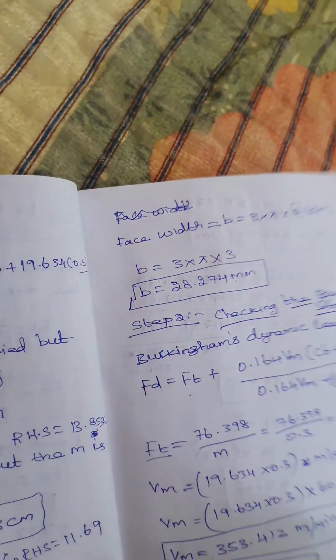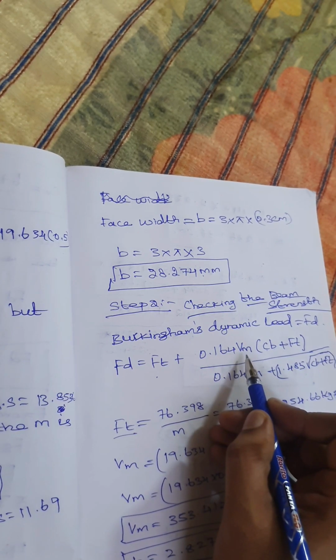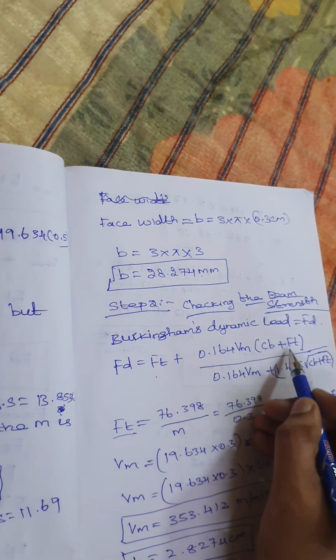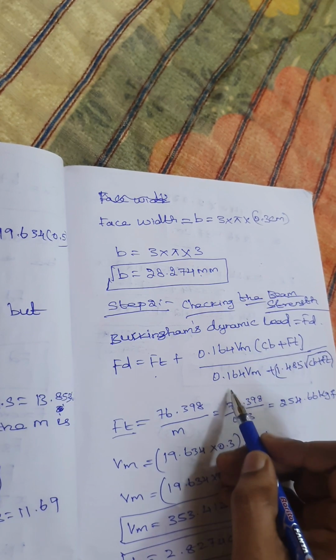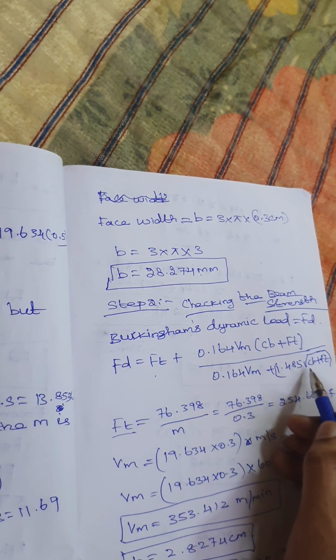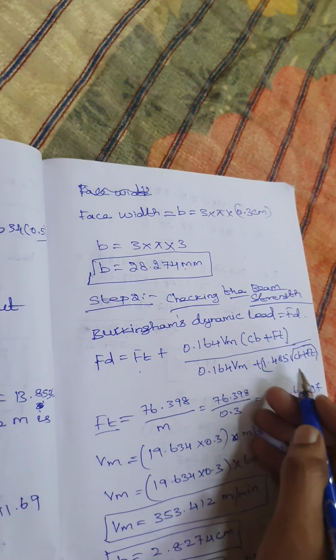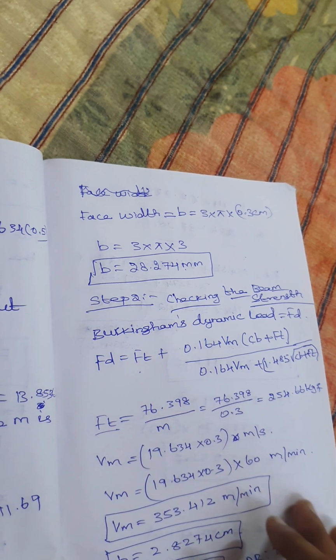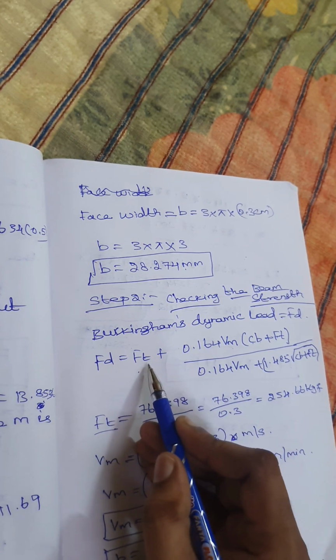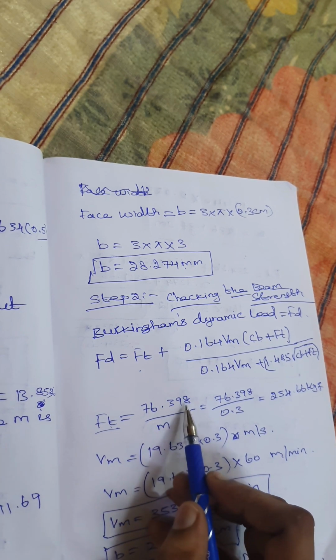So again we have to find f of d. We know the formula for f of d, that is f of t plus 0.6164 v of m c b plus f of t whole bracket divided by 0.164 v of m plus 1.485 into square root of c b plus f of t. So we know this equation. We have to put values in, and for that we have to calculate f of t. So f of t is equal to 76.398.